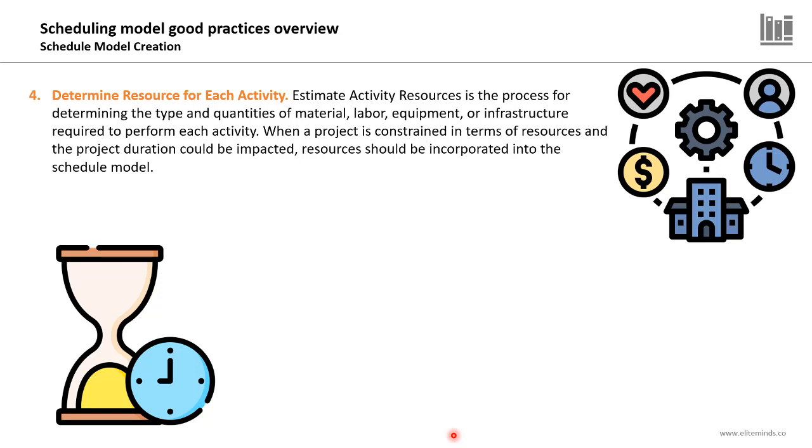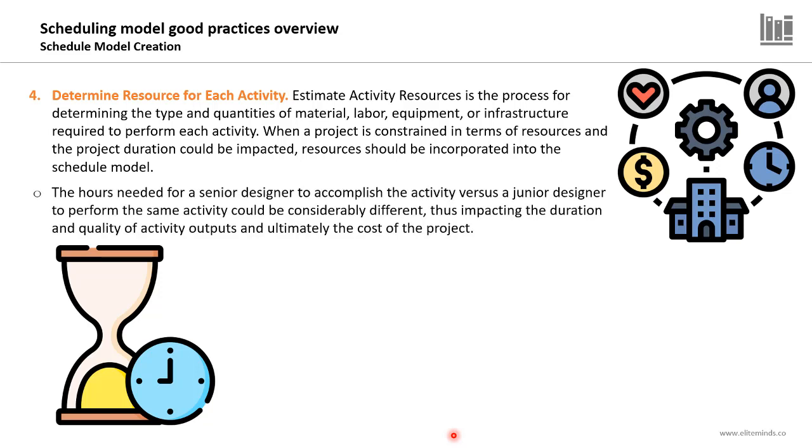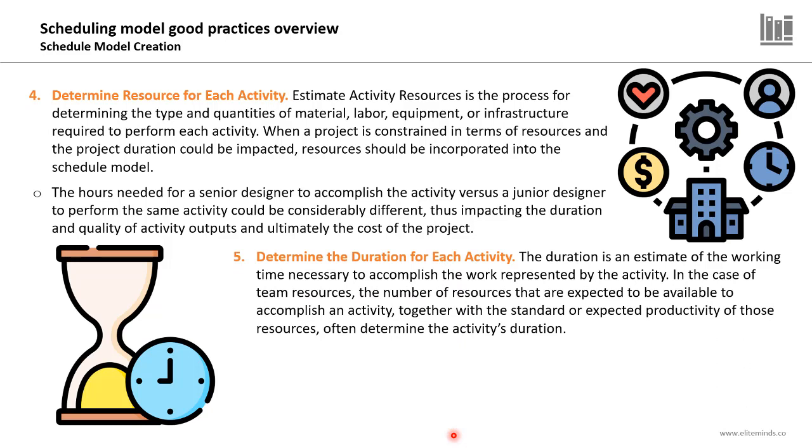When a project is constrained in terms of resources and the project duration could be impacted, resources should be incorporated into the schedule model. The hours needed for a senior designer to accomplish the activity versus a junior designer to perform the same activity could be considerably different, thus impacting the duration and quality of activity outputs and ultimately the cost of the project. The fifth step of the schedule model creation is determining the duration for each activity.